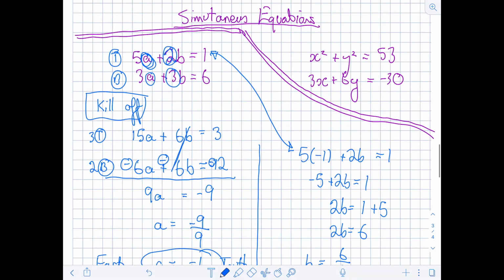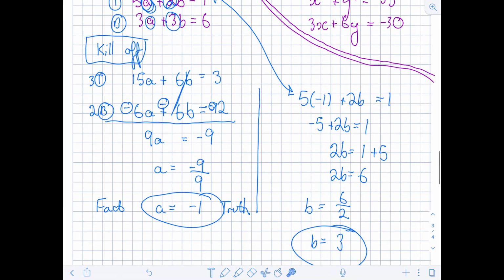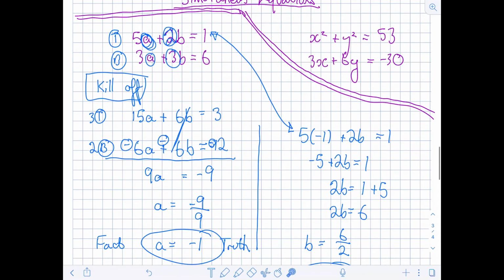So when there are no squares in the question, it was just straightforward: we need to kill off one of the variables. So the obvious question is, what do we do when there are squares? So let's take a look at one of those now.